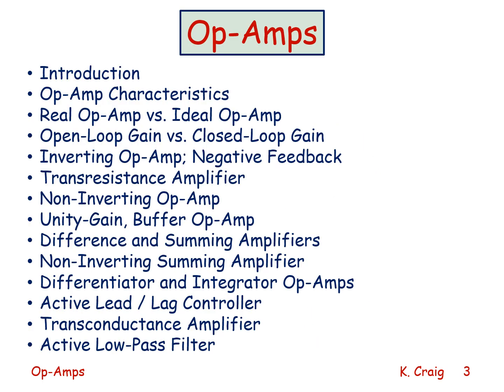Topics covered are an introduction, op-amp characteristics, real op-amp versus ideal op-amp, open loop gain versus closed loop gain, the inverting op-amp, negative feedback, trans-resistance amplifier, non-inverting op-amp, unity gain buffer op-amp, difference and summing amplifiers, non-inverting summing amplifier, differentiator and integrator op-amps, active lead lag controller, transconductance amplifier, and active low-pass filter.